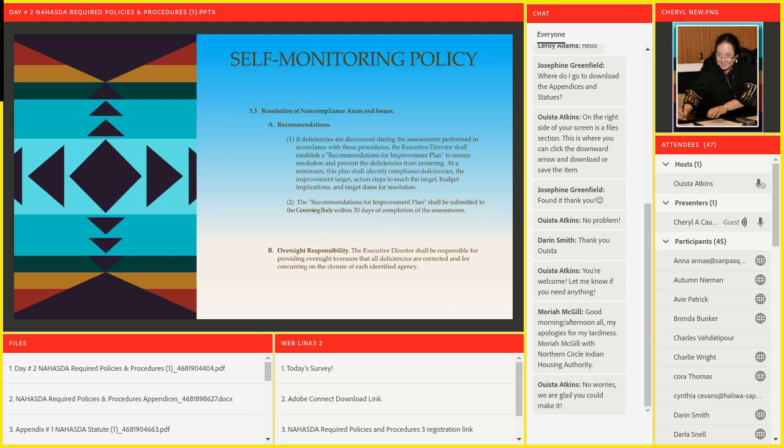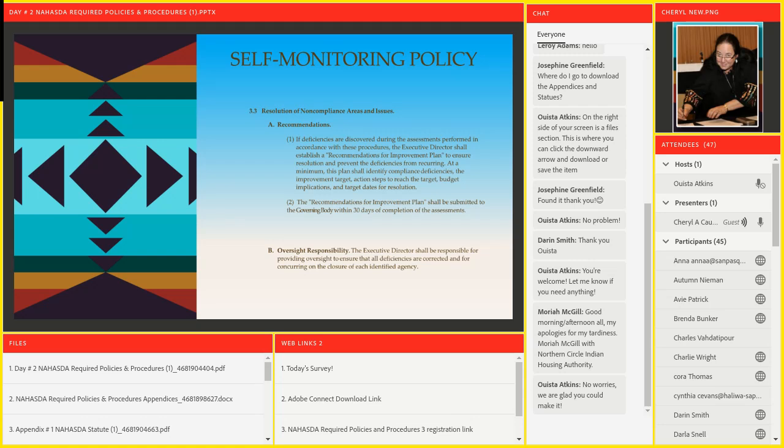Resolution of your non-compliance areas and issues. Recommendations. If deficiencies are discovered during the assessment performed in accordance with these procedures, the executive director shall establish a recommendations for improvement plan to ensure resolution and prevent the deficiencies from reoccurring. At a minimum, this plan should identify compliance deficiencies, the improvement target, action steps to reach the target, budget implications, and target dates for resolution.